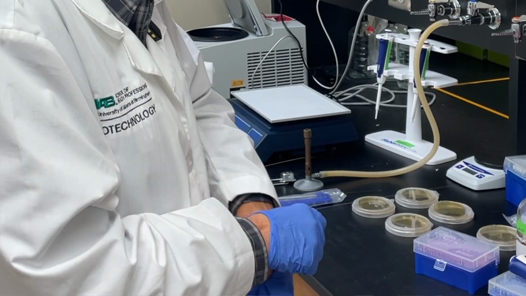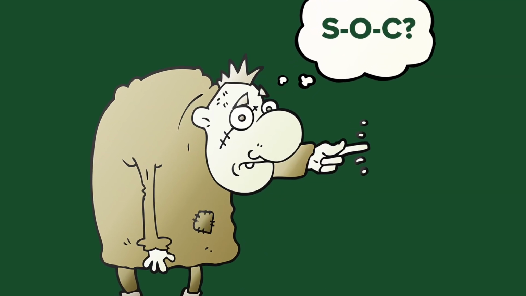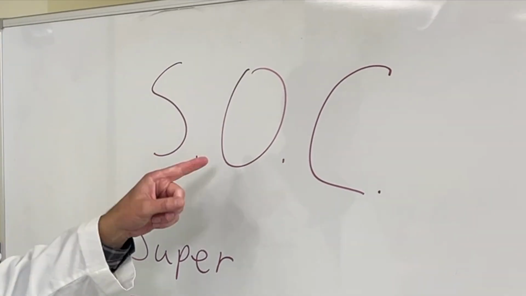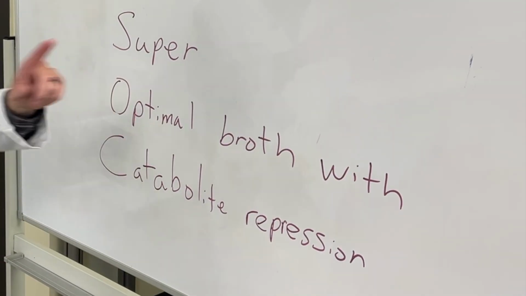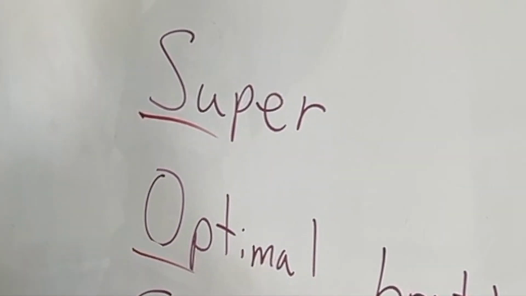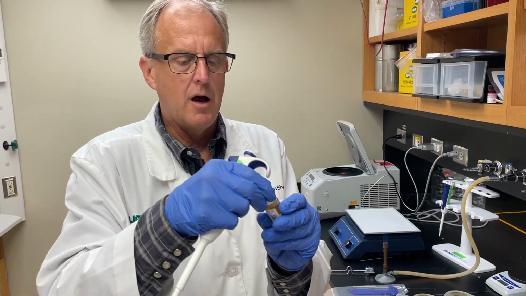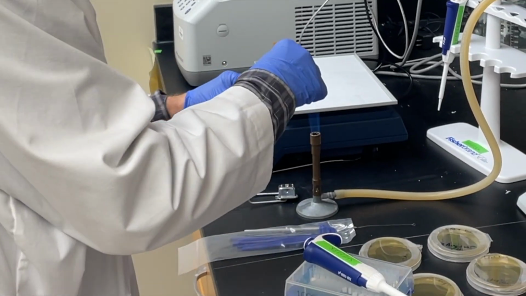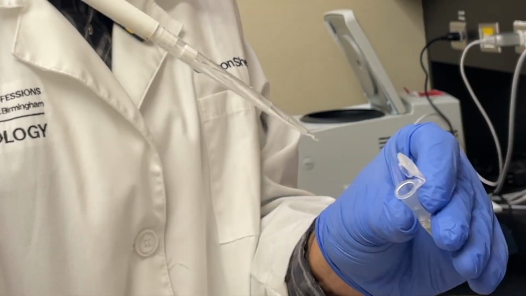Next step is we actually have to add our SOC. Dr. Sheeler, what is the SOC? I knew you were going to ask that. SOC, super optimal broth with catabolite repression. Now we're going to add 250 microliters of SOC to the plasmid with E. coli.